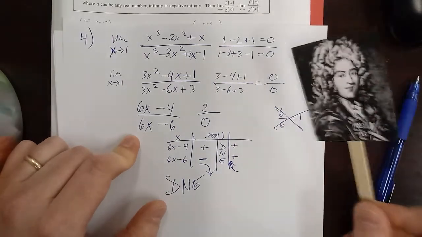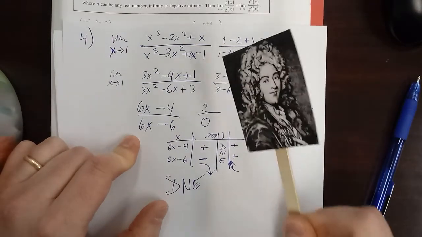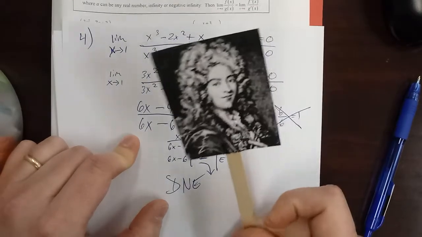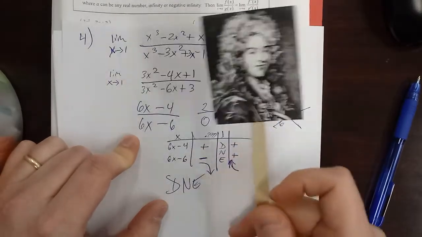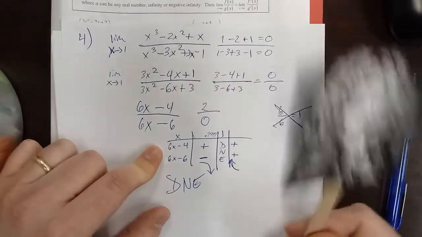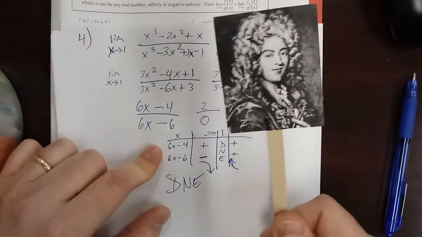And that makes L'Hopital very sad, because he looked at that and he said, I can't use that. So don't just try to use him anytime you can, or anytime you want to. You can only use him when you get 0 over 0, infinity over infinity. Don't abuse him, use him correctly.